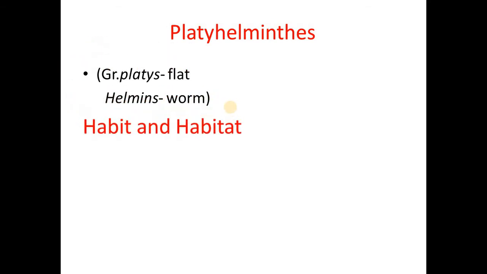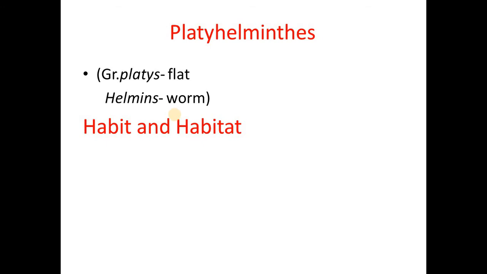Platyhelminthes. The word Platyhelminthes is derived from a Greek word, platys meaning flat, helminth means worm. That means they are commonly called flatworms also. Now we will discuss the general characteristic features of phylum Platyhelminthes. First, the habit and habitat.